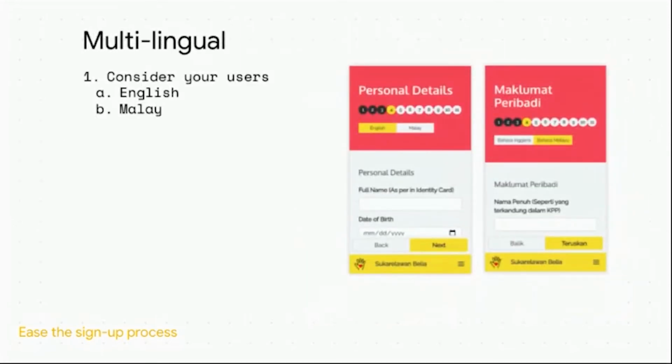Now, if you consider the language of the users as well, we made sure that our form was bilingual, as people speak and use both Malay and English here. So the user would be able to toggle between either Malay or English at any point in time during the form submission.